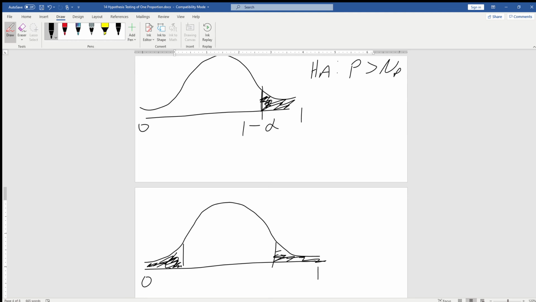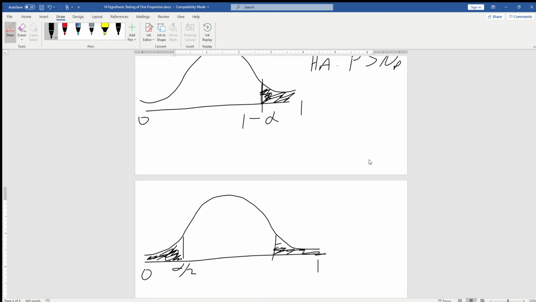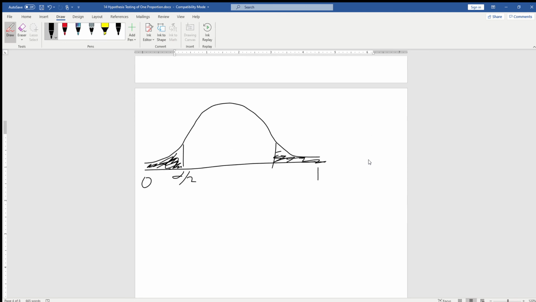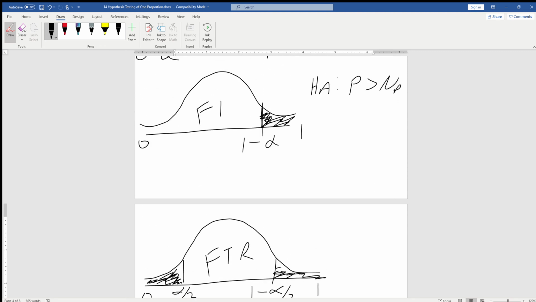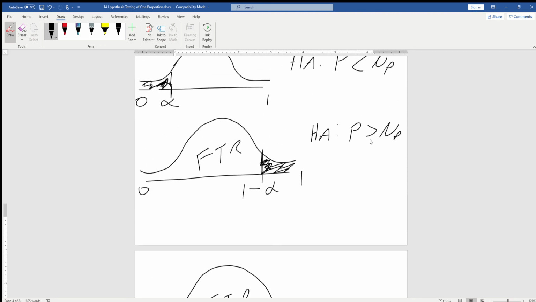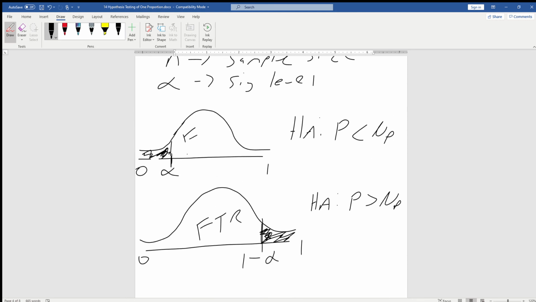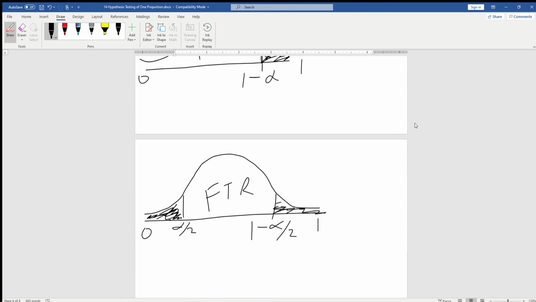If it's a two-tailed test, we have two tails obviously. And the cutoff regions are going to be half of alpha, because remember with a two-tailed test we have to split alpha in half, and then 1 minus alpha over 2, or 1 minus half of alpha. Just as a reminder, the unshaded regions for all three of these graphs are the fail to reject regions. The shaded region is the reject region. So this is our FTR, FTR, FTR. The other one's the reject.